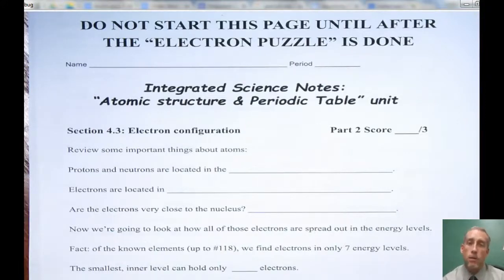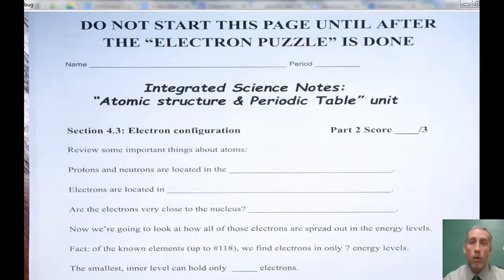So just to set the stage here, in the first part of the unit we looked at just what's in an atom. Like, what are these little particles? We call them subatomic particles because they're smaller than the atom. So we've got protons, neutrons, and electrons. And we talked about their mass and their charge and how we describe different atoms based on those things. But this section is all about the electrons and where they're located.